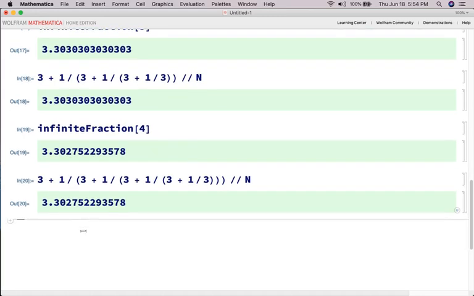So let's see. Does this converge? I believe it does converge. Actually, as far as I know, all of these infinite fractions really do converge. So let's see.